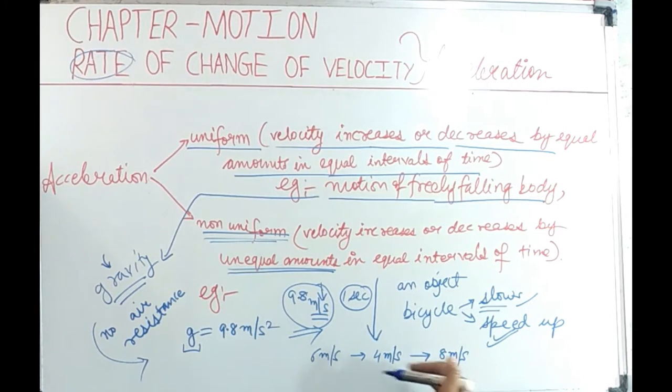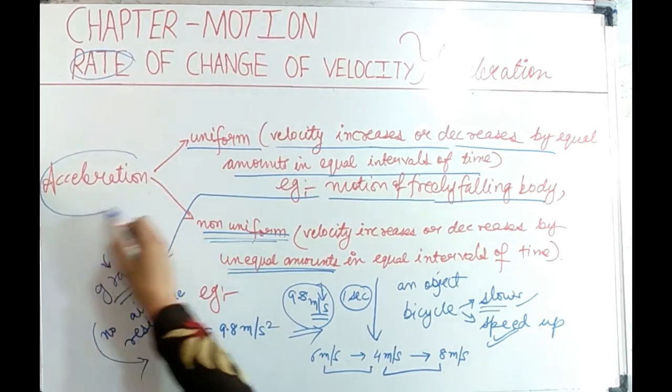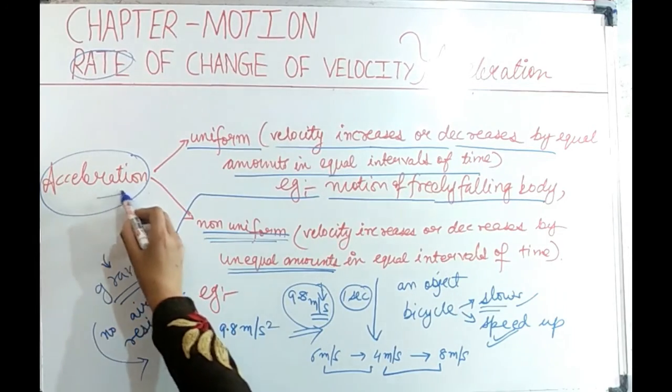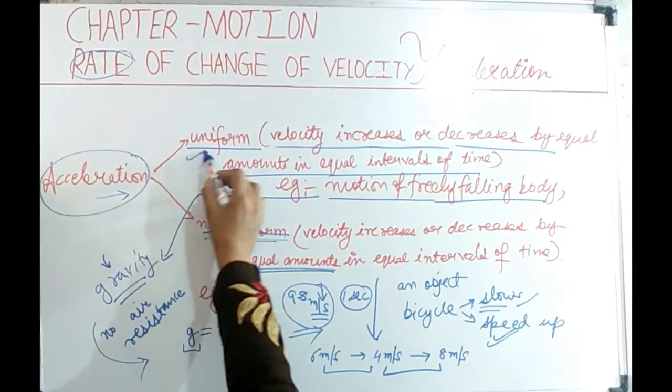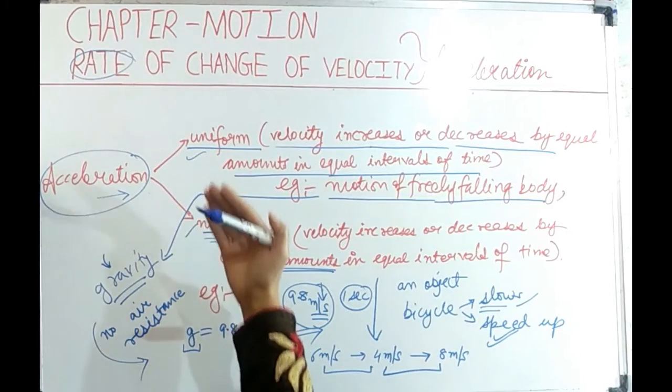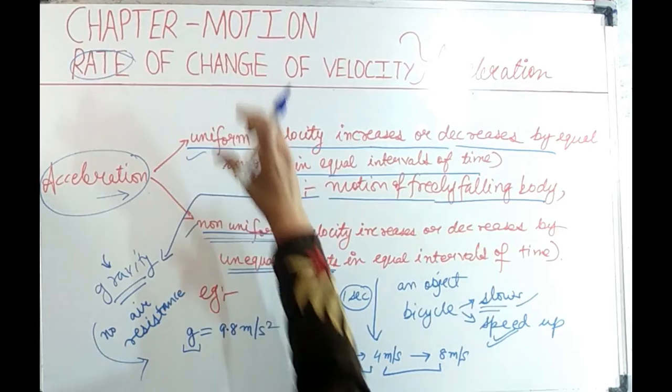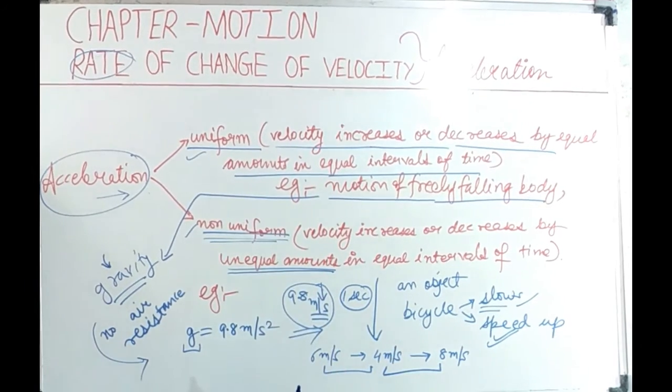So what he is doing, he is continuously changing the velocity, and that too by unequal amount. So dear students, what we have discussed today, we have done the definition of acceleration, that is change in velocity per unit time. We have discussed acceleration in the case of uniform motion and non-uniform motion, and we have also discussed two types of acceleration, that is uniform acceleration and non-uniform acceleration.